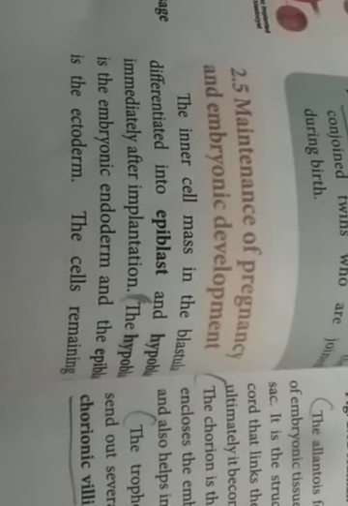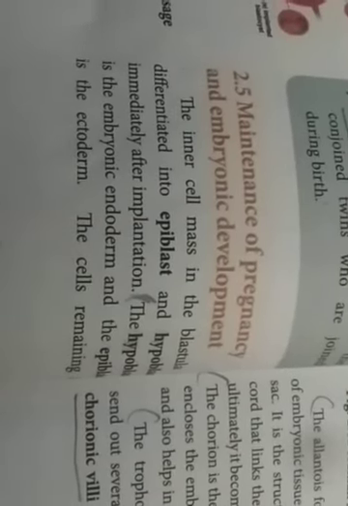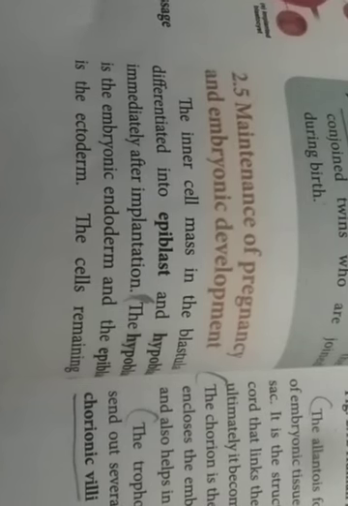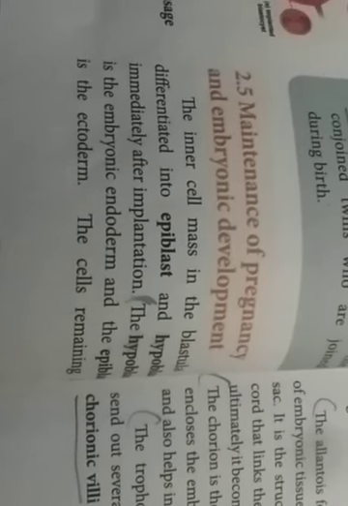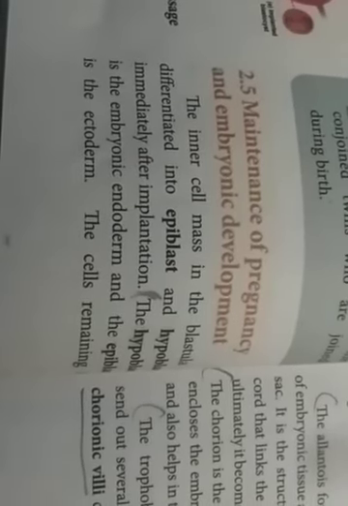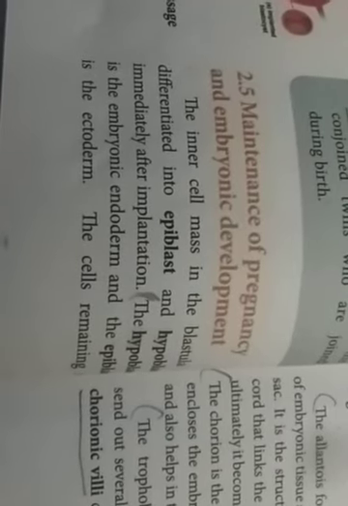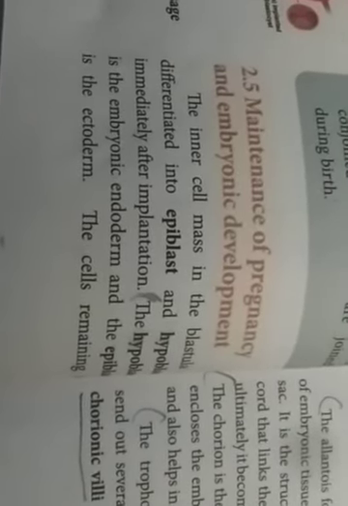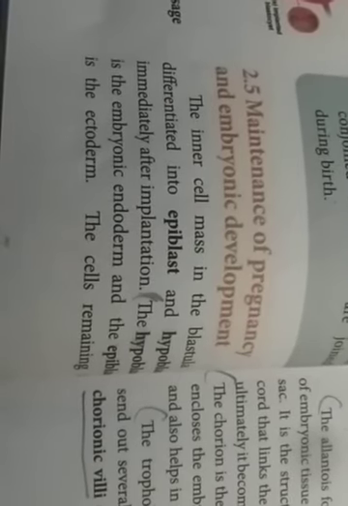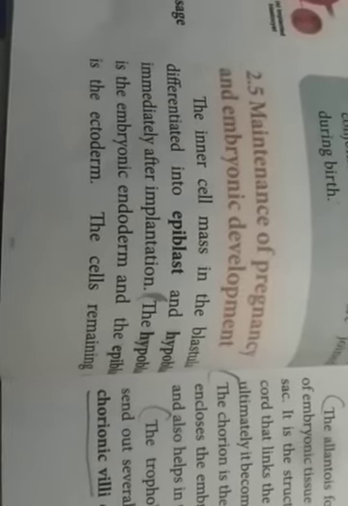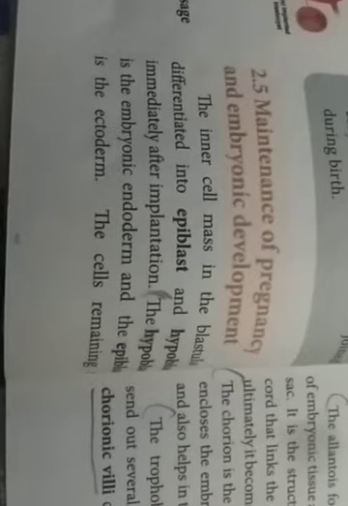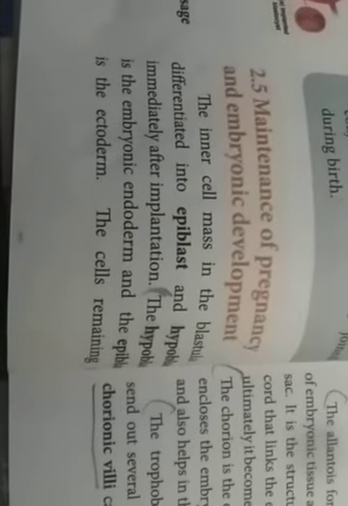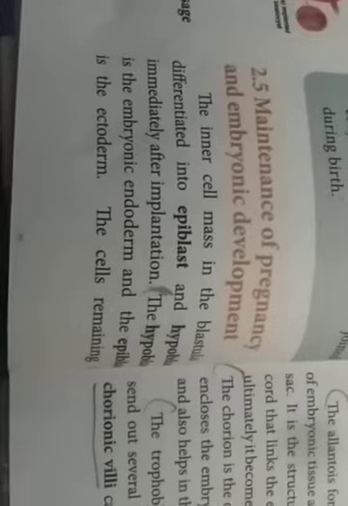So what we have seen first: the blastula, at more than the 16-cell stage, can enter inside the uterine wall. Immediately after entering the uterine wall, the inner mass of the blastula differentiates into the epiblast and hypoblast. The hypoblast forms the endoderm and the epiblast forms the ectoderm. These are the embryonic germ layers developing. Then the remaining cells form the mesoderm.